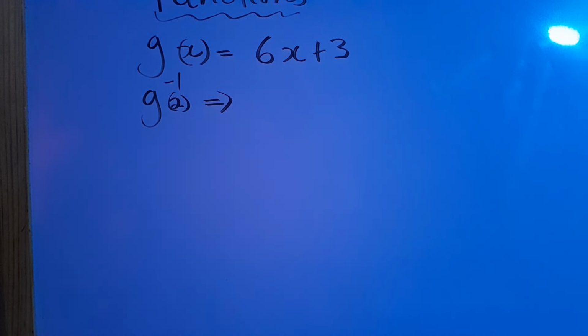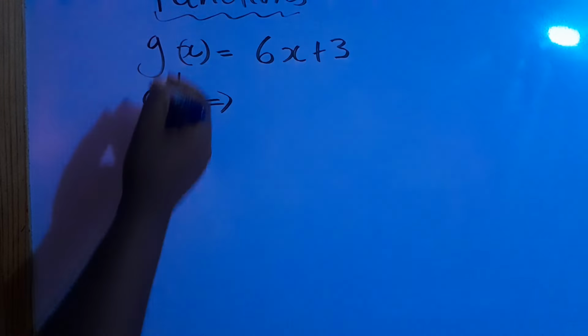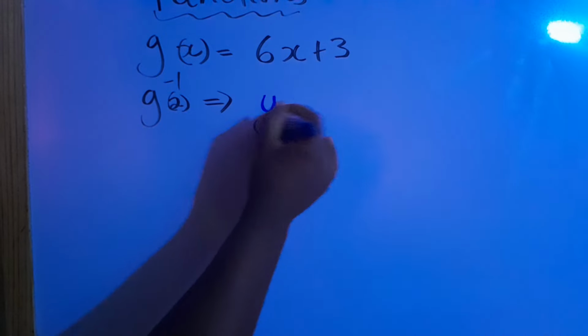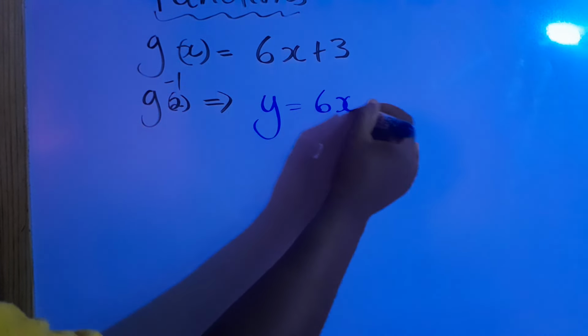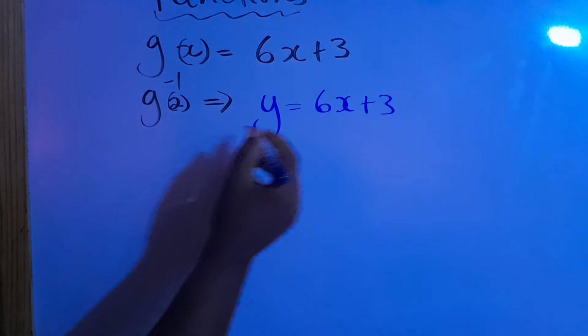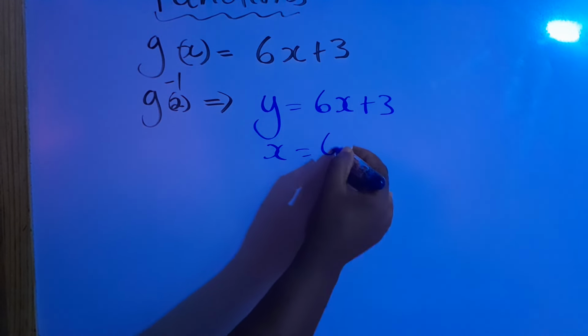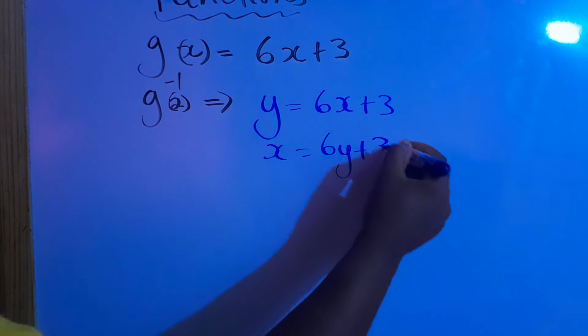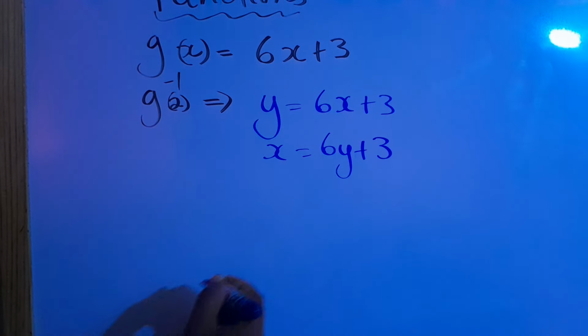Let's say we are given g of x is equal to 6x plus 3, and we are asked to find the inverse of g, and then put 2 in the function. So naturally we find the inverse first. So let's find the inverse. We change the function to y. Next we interchange x for y and y for x, and then we solve for y.